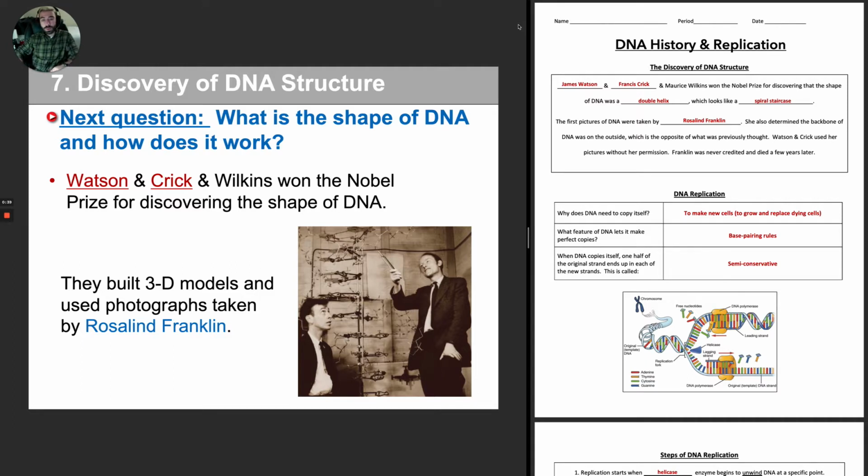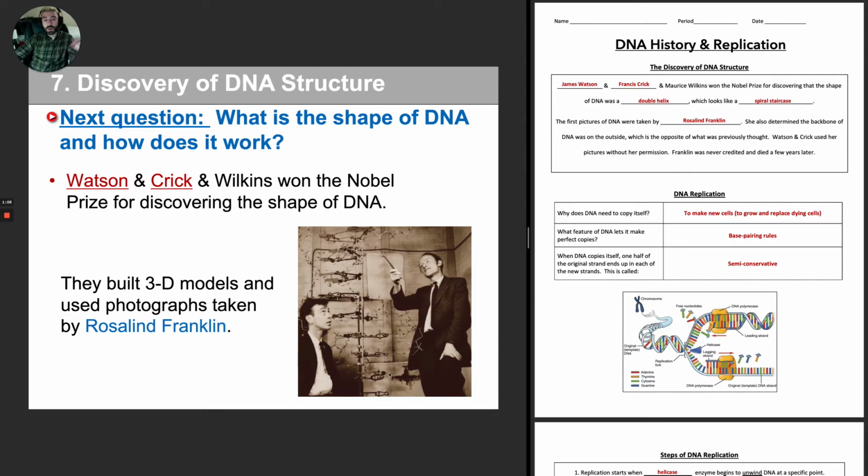And so the people that we're really going to talk most about are two guys named Watson and Crick. James Watson, right here, and Francis Crick, along with a guy named Maurice Wilkins, won the Nobel Prize, I believe in 1962, for discovering the shape of DNA. What they did is they built 3D models, as you can see here, using tin and cardboard. And they did this with the help of photos by an X-ray crystallographer by the name of Rosalind Franklin, and we'll talk more about her later.